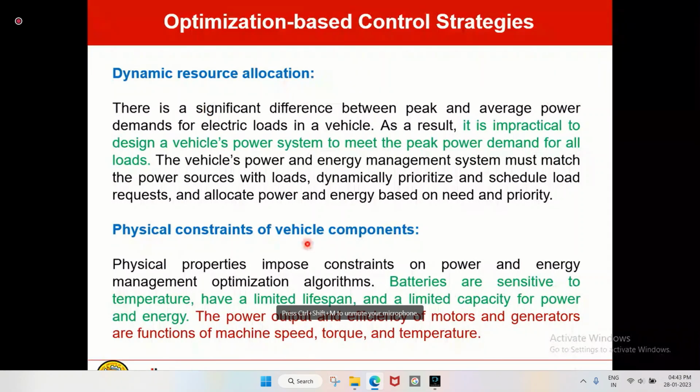Or then there are going to be some physical constraints of vehicle components. For example, batteries are sensitive to temperature, right? Or they have limited lifespan, say, for example, 500 cycles, 1,000 cycles, likewise. Or they have limited capacity for power and energy, right? So this is what we mean by physical constraints.